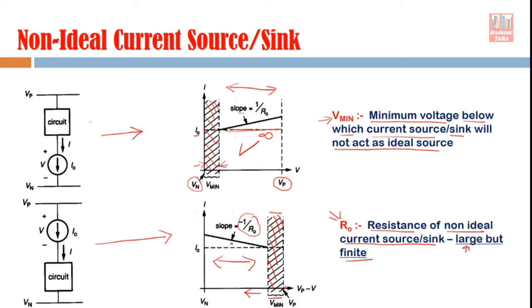Now I hope that you understand that when you characterize a current source, you have to think about two parameters. One parameter is the V minimum, the voltage below which it is not going to act as a good current source, and the second parameter is R naught. R naught is the output resistance. Ideally it should be infinite, practically it is not infinite, but yes, it is very large. It should be as large as possible. So now let us move to the next part.